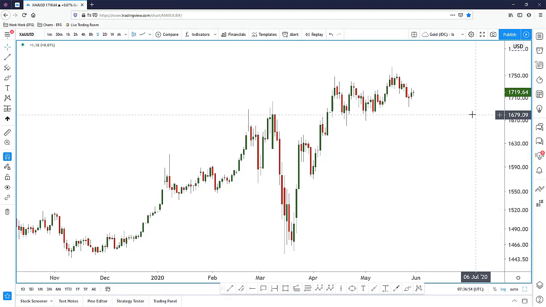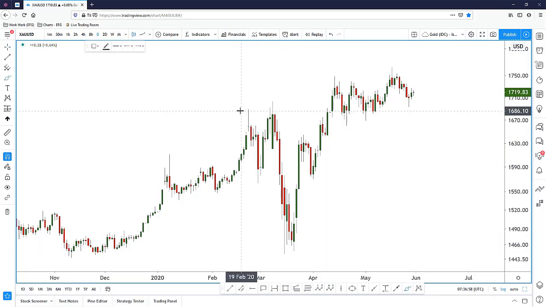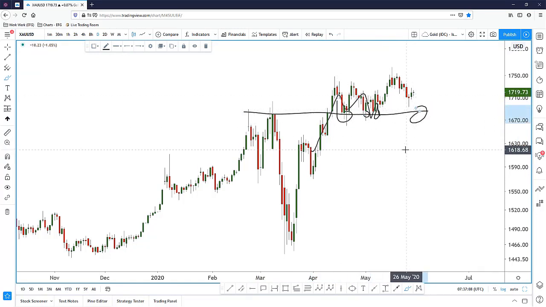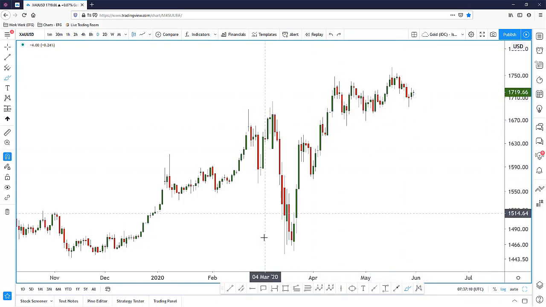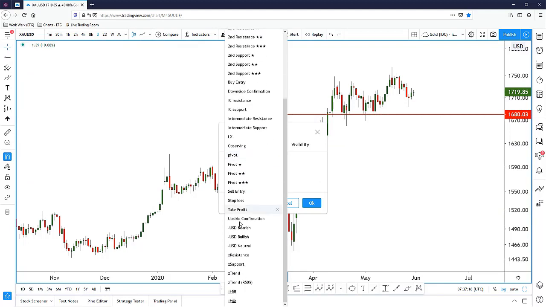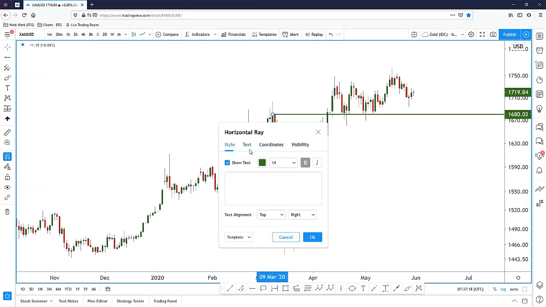On the daily, what is very clear is that this resistance has clearly become a support. Price already broke above and tested it multiple times, and it looks like we are coming back down to test it the fourth time. So very quickly, I'll put my daily support at this level. I'll call this the daily support.